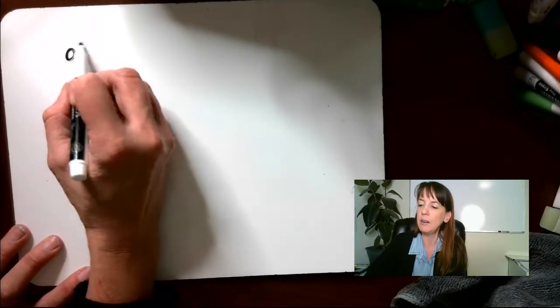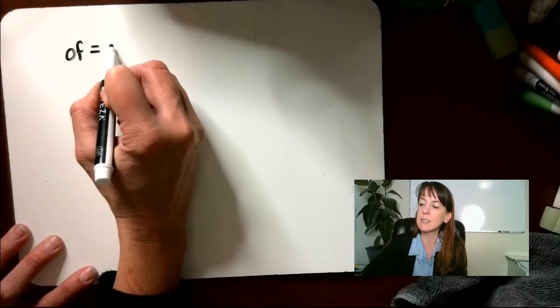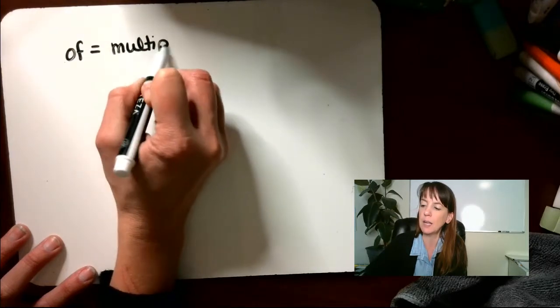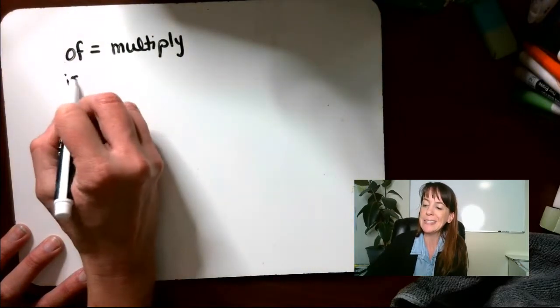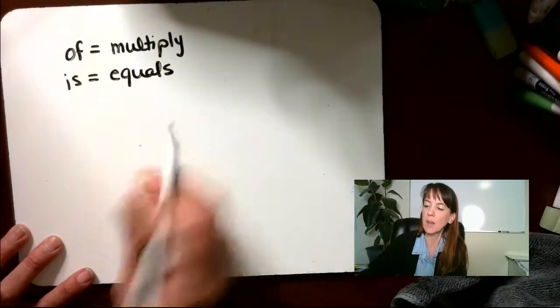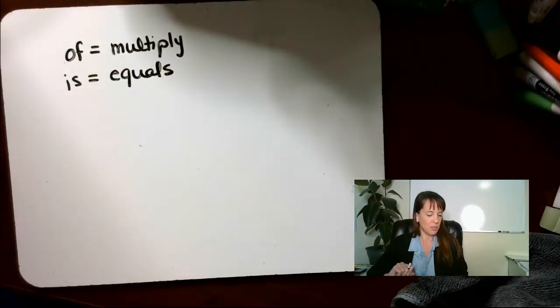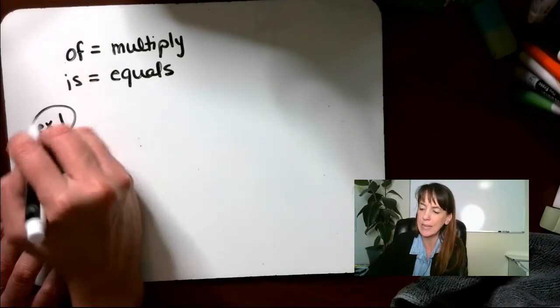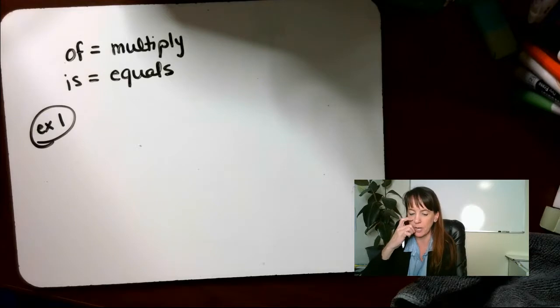The things that I want you to write down in your notes today, along with all the examples that I do, is the word of means multiply. The word is means equals. Okay, why is that important? Well, let's take a look at this first example and we'll just launch right in. Example number 1, if you're following along at home, I'm on page 117, 28.